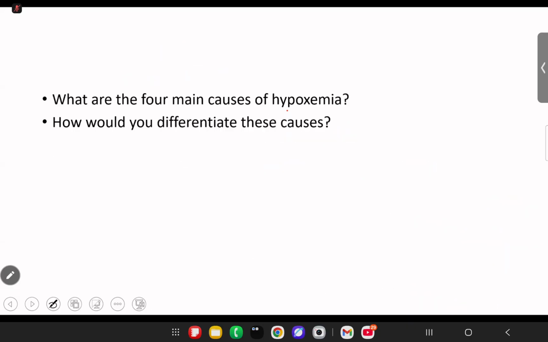Okay, what are the 4 main causes of hypoxemia? In the book, we describe 4 main causes. Actually, there are more than 4, but what are the 4 main causes of hypoxemia we talk about?